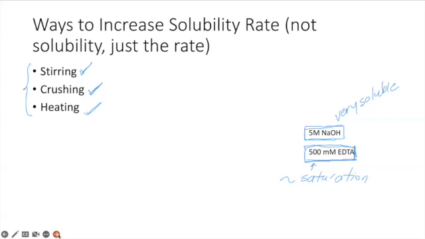So if I wanted to slow that reaction down for whatever reason, I could put it maybe in the fridge, but NaOH is very soluble and it just loves water. It loves to be in water.